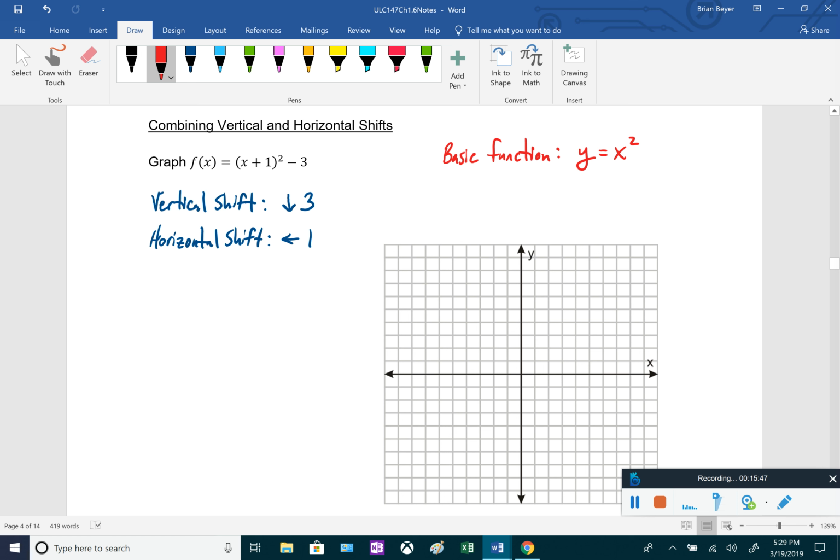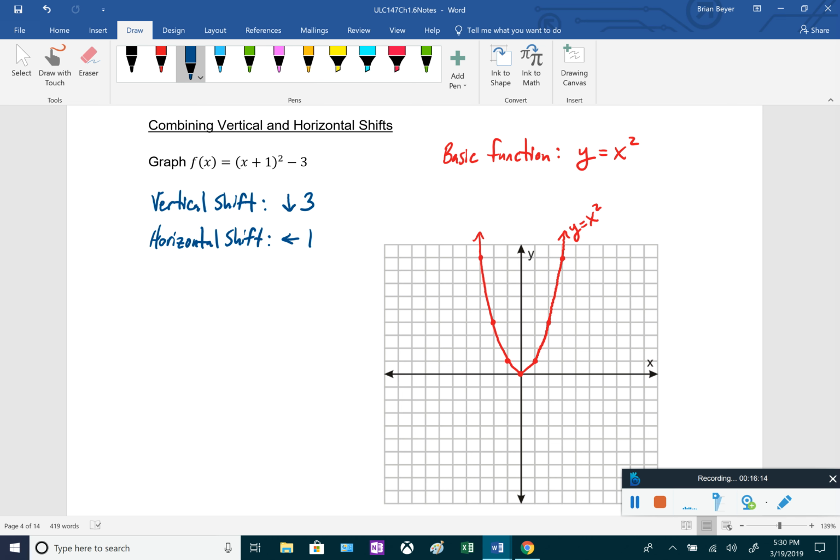So what we're going to do is graph the basic function first. So y equals x squared, so hopefully we know what points we're plotting for this. It's going to be these points. So this is y equals x squared for like the third time. So let's graph this f of x, this function, in one step here.